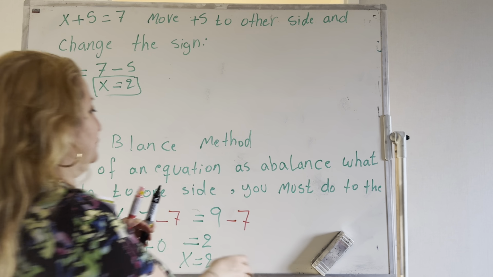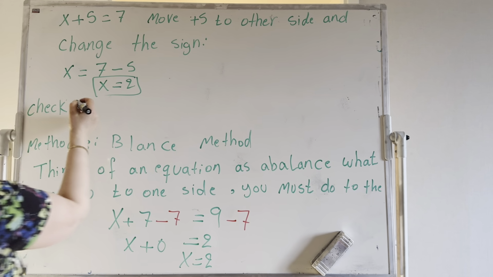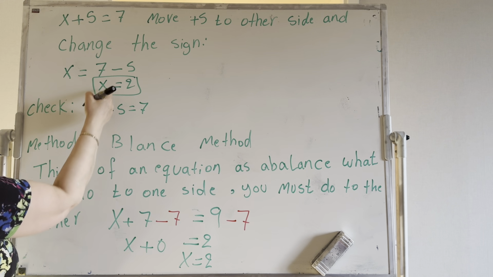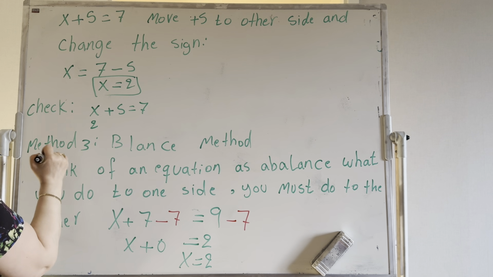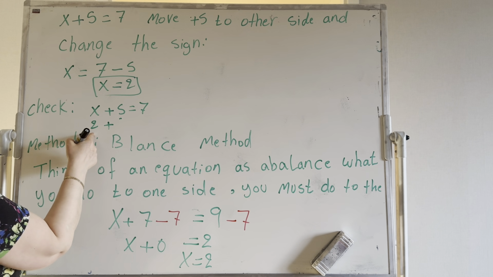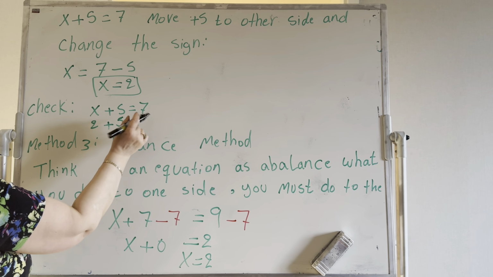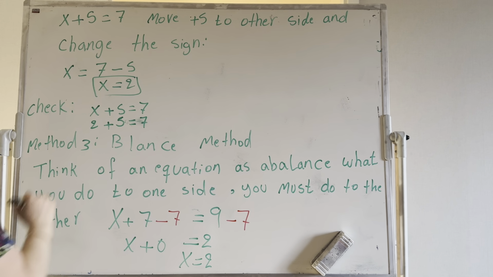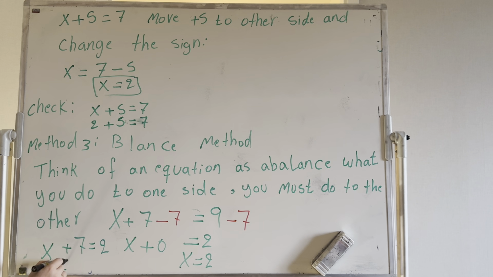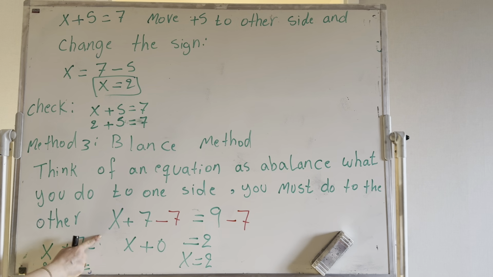Check. I must check also. I have x plus 5 equals 7, and instead of x, I found it equals 2. So instead of x, I will write 2 plus 5 equals 7. Over here the same. X plus 7, 2 plus 7 equals 9.